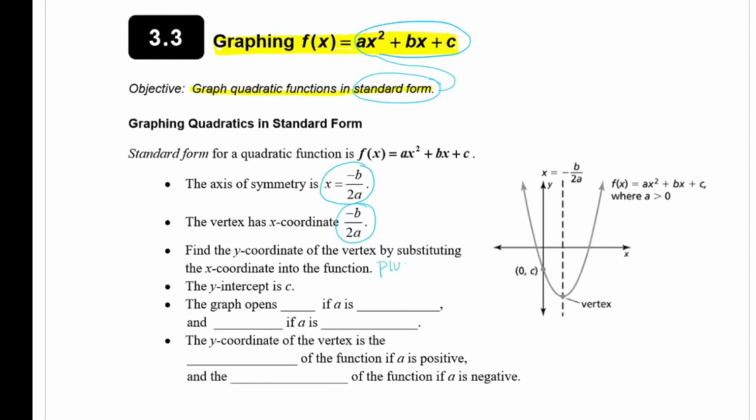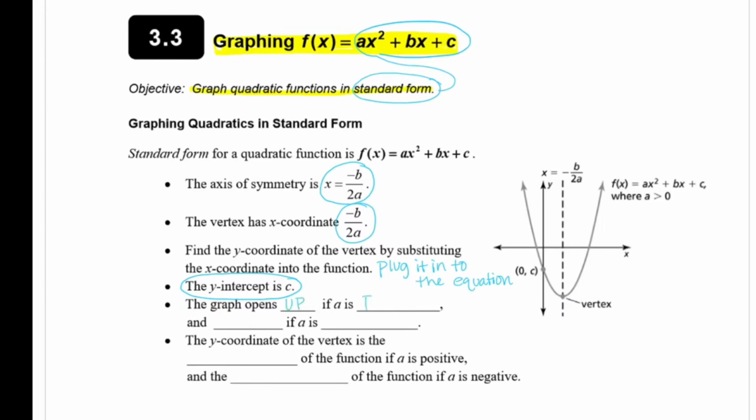We can take that negative b over 2a and plug it into the equation to get the y coordinate of the vertex. So we can find the vertex by using negative b over 2a for the x and then plugging that in to the y. We also have a y-intercept that is c.